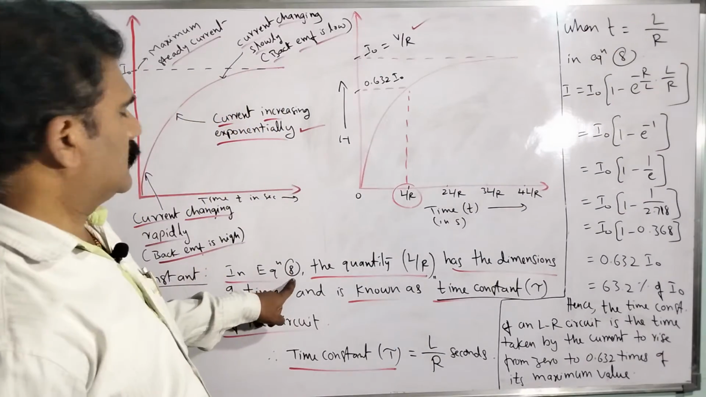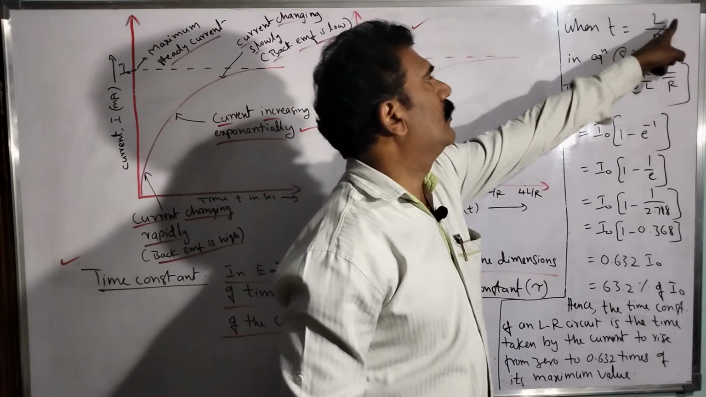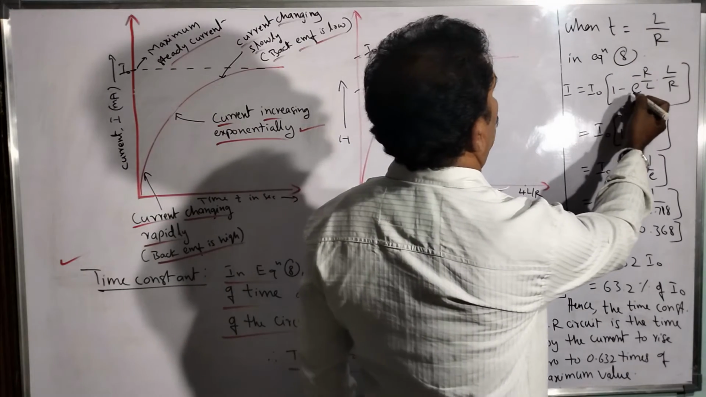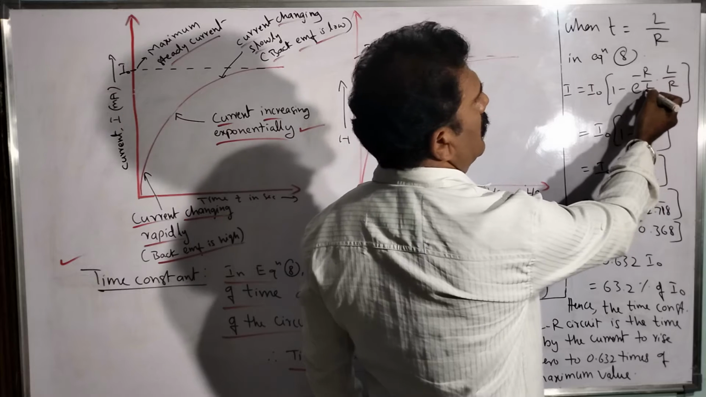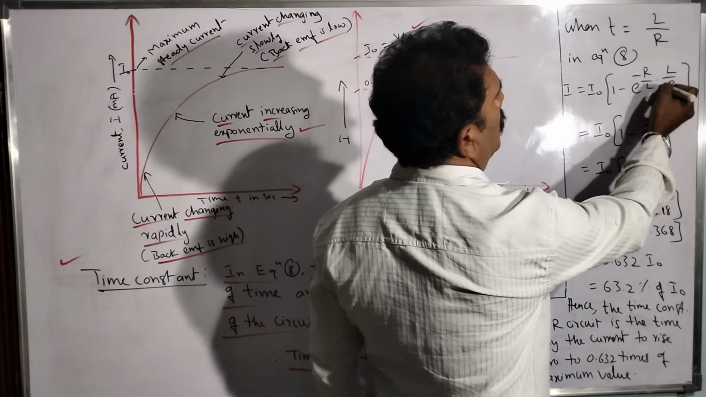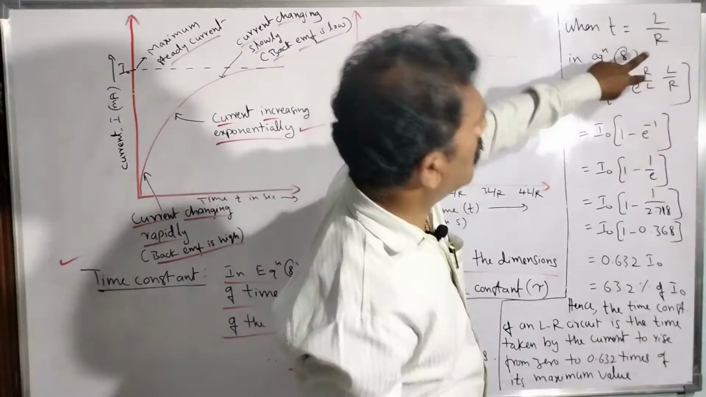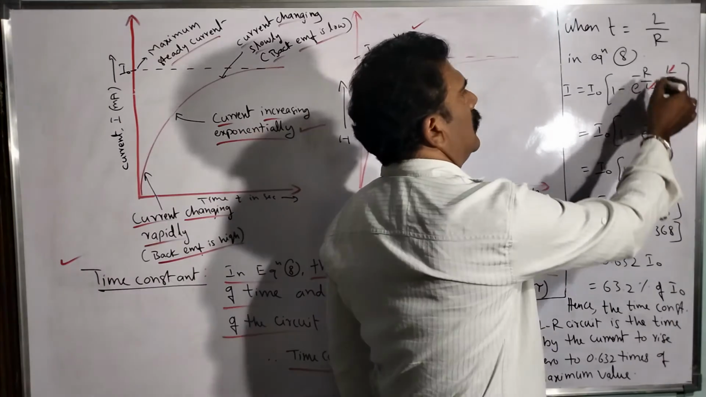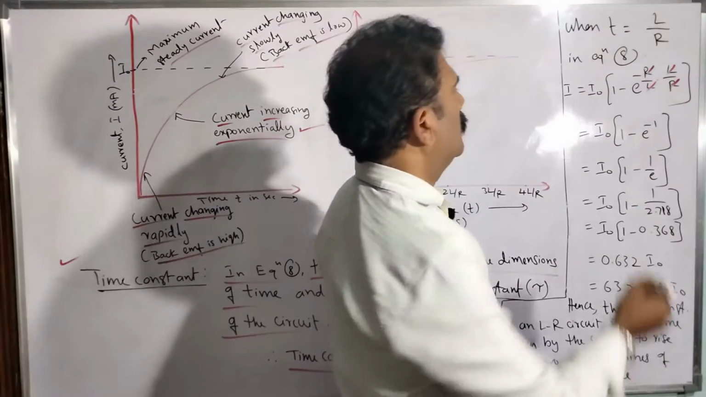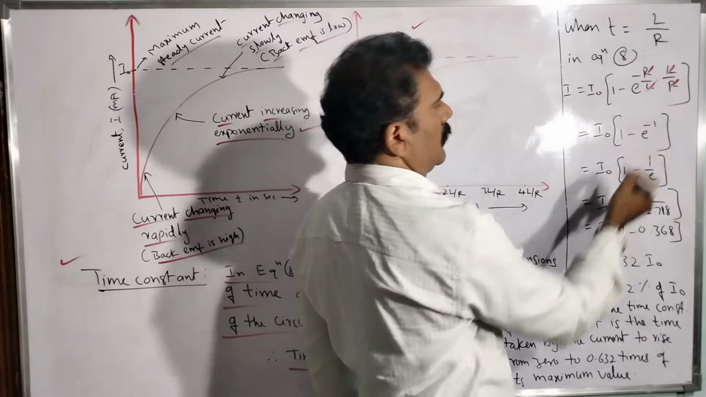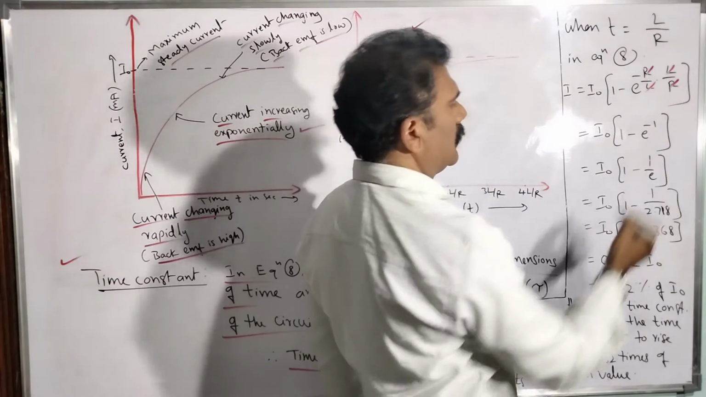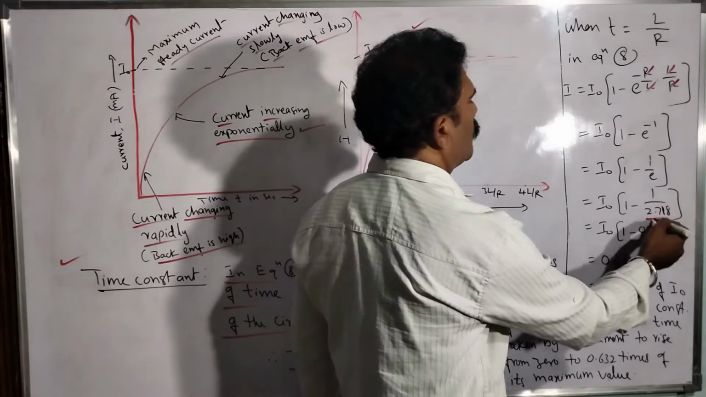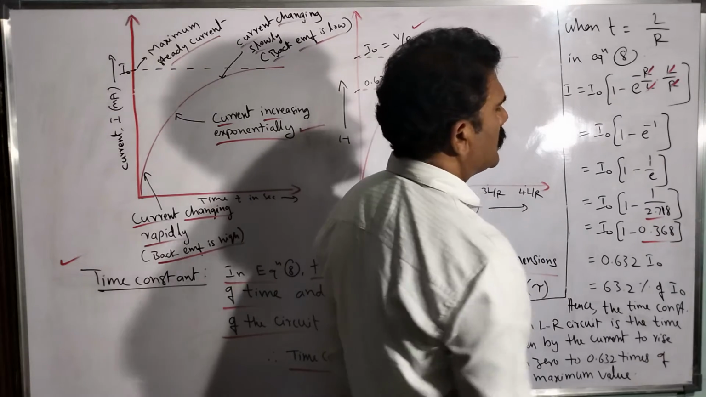Now substitute the time t equal to L by R in equation 8. So what do you get? I is equal to I naught into 1 minus e to the power of minus R by L, which is there already. Now in place of time t, I take L by R, which is exactly the reciprocal of R by L. So we can cancel L and R, left with I naught into 1 minus e to the power of minus 1. E to the power of minus 1 means 1 by e, and the value of e is 2.718. The reciprocal of 2.718 is 0.368.